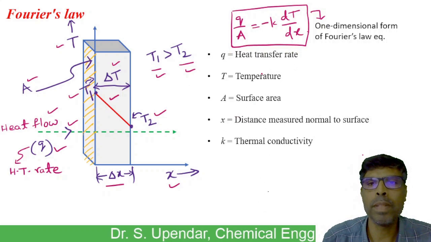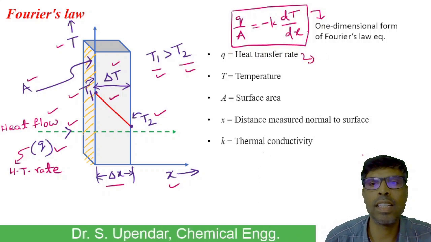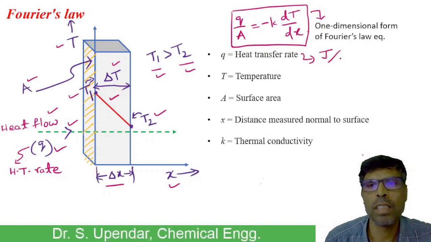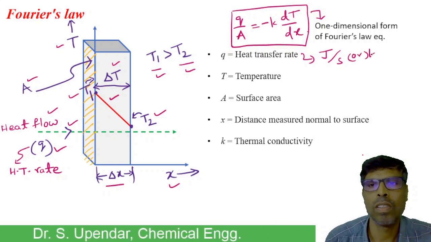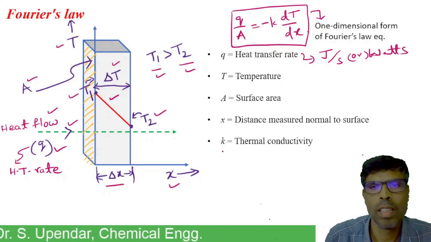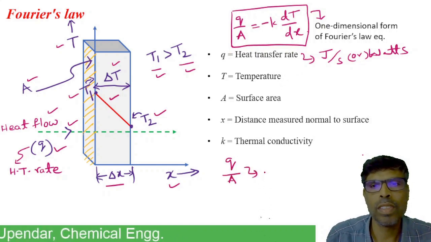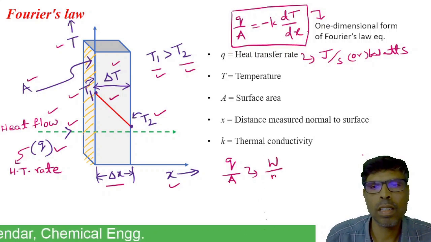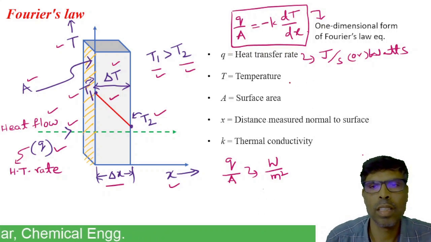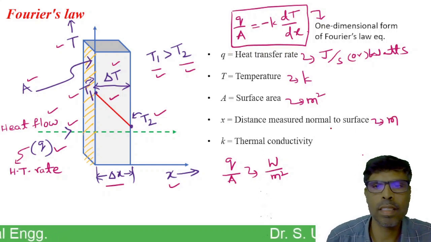The units of the parameters of the equation are as follows. First, the SI unit of heat transfer rate is joules per second or watts. Another one is heat flux, which is Q by A, which has the units watts per meter square. Temperature has the units kelvins. Surface area has the units meter square. Distance has the units meters.